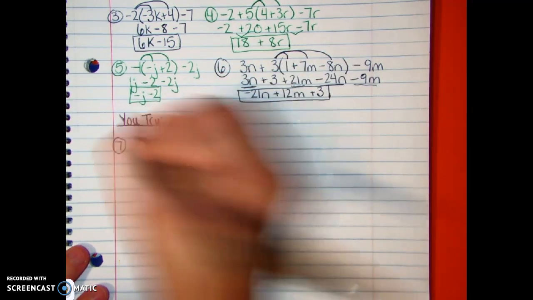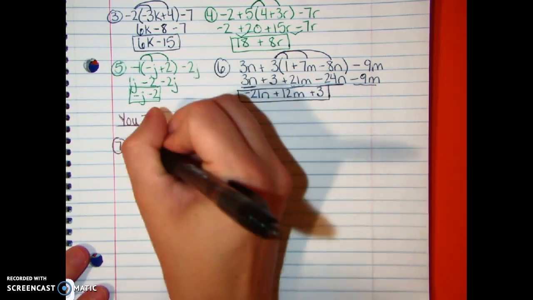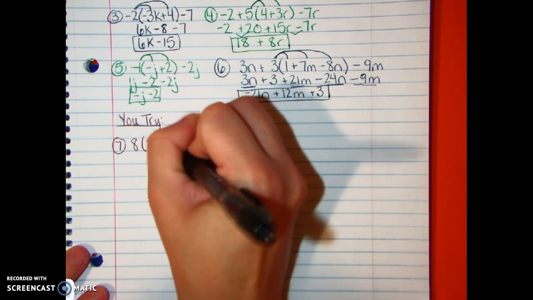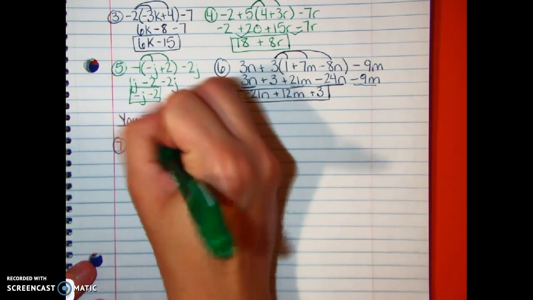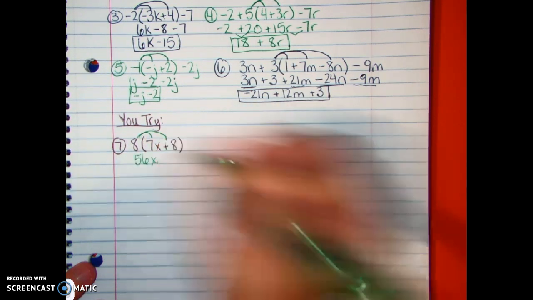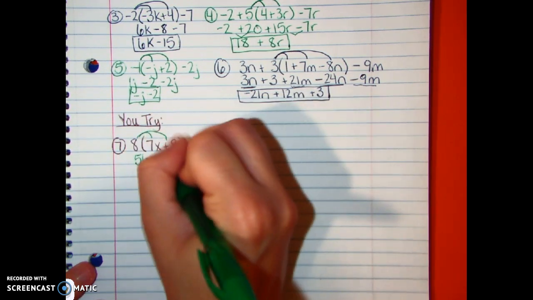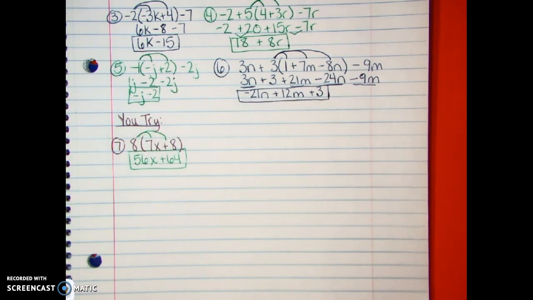So number 7 is 8 times 7x plus 8. So go ahead and try that one. Eight times 7x is 56x. 8 times 8 is 64. Okay, so that's all that was with that one.